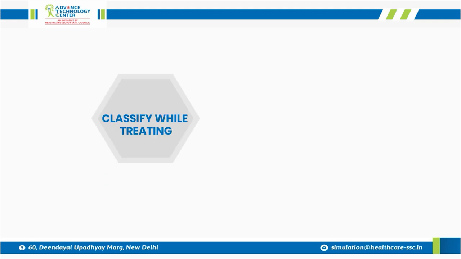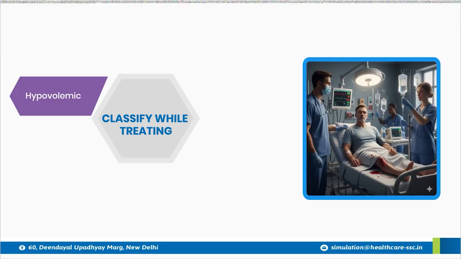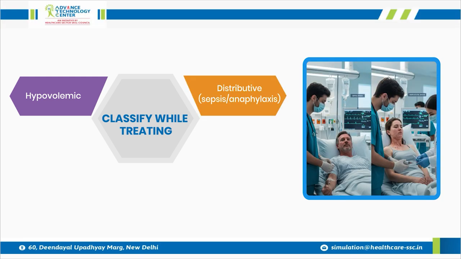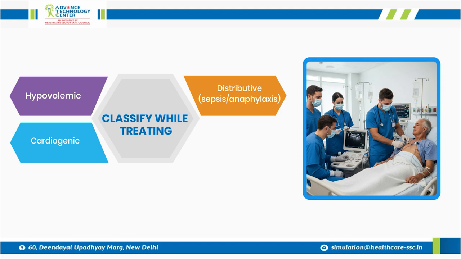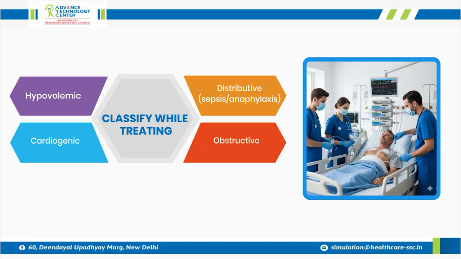Classify while treating. As you stabilize, categorize likely shock. Hypovolemic from fluid or blood loss, distributive from sepsis or anaphylaxis, cardiogenic from pump failure, or obstructive from blockages like tension pneumothorax or massive PE. This guides your next moves.